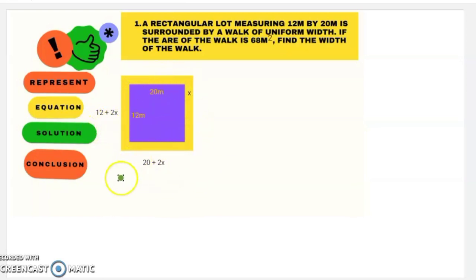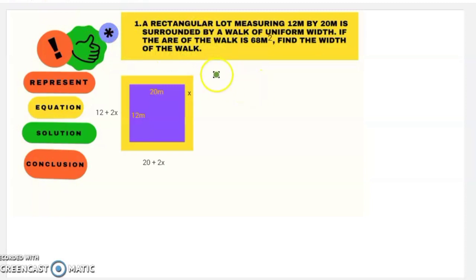12 plus 2x and 20 plus 2x. So, the area daw nung yellow is 68 square meters. So, the question is, we are going to find the width of the walk. Yung lapad daw nitong nasa gilid lang. Yung daanan daw. Okay. So, first, since we read it already and then analyzed it, let's proceed with the second step. So, we represent it.